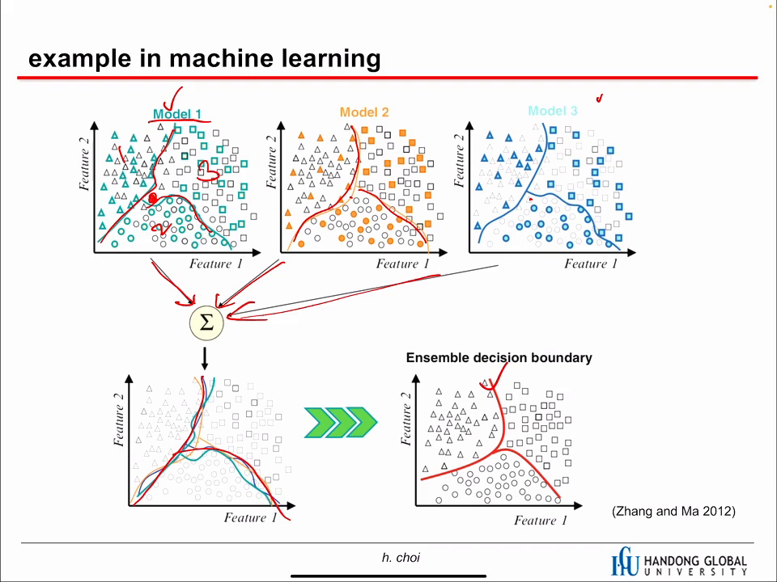This is what ensemble learning does. Remember, models 1, 2, and 3 are all different, and we just combine all of them to make the final decision.